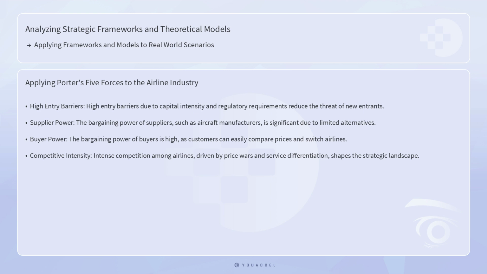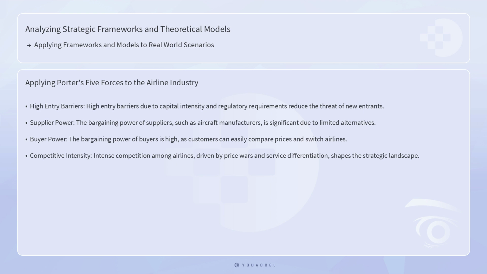Applying this model to the airline industry, for example, reveals several insights. High entry barriers due to capital intensity and regulatory requirements reduce the threat of new entrants. However, the bargaining power of suppliers, such as aircraft manufacturers, is significant due to limited alternatives. The bargaining power of buyers is also high, as customers can easily compare prices and switch airlines. The threat of substitutes, such as high-speed trains, is moderate but growing. Intense competition among airlines, driven by price wars and service differentiation, further shapes the strategic landscape.